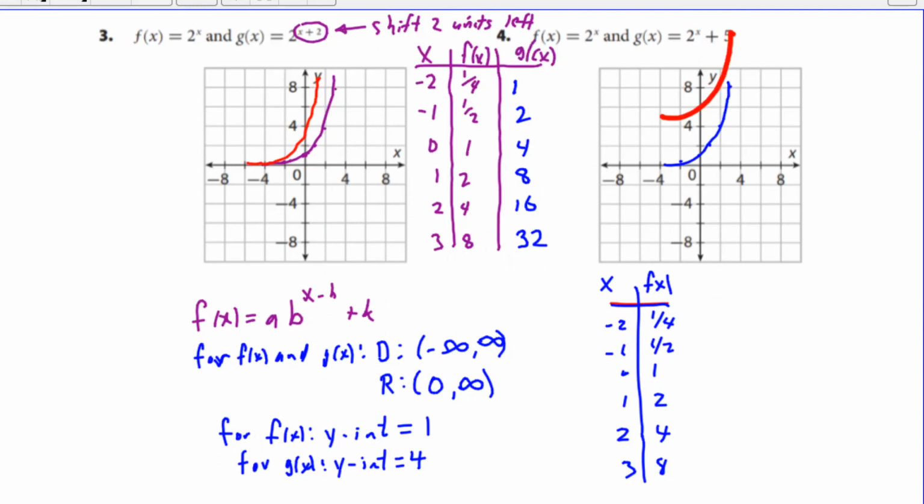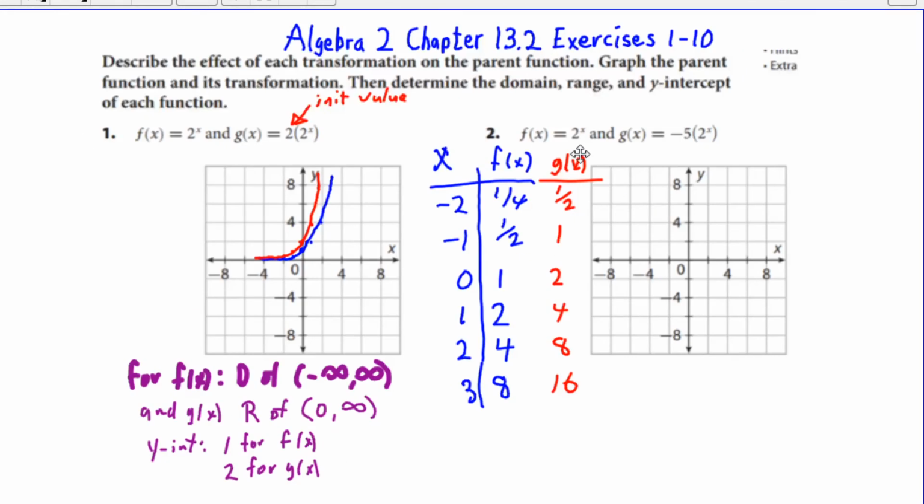Okay, and then number 2, what you're doing is you're stretching by 5 and reflecting down. So 2 to the x is going to be the same one we did before. Negative 2 is 1/4. Negative 1 is 1/2. 0 is 1. 1 is 2. 2 is 4. 3 is 8. So we're going to look like this.